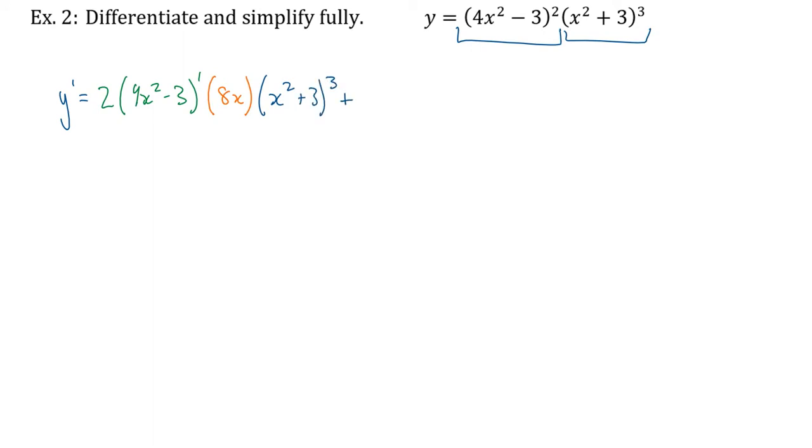Plus the derivative of the second part. So bring the 3 down. x squared plus 3, all squared, times the derivative of what's inside. In this case, that's 2x, because that's just the derivative of x squared, times the first thing.